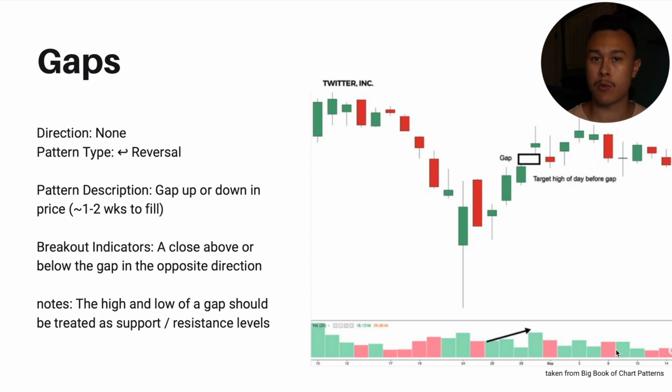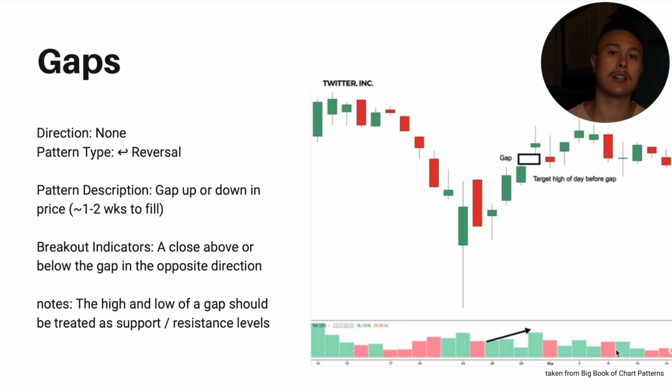Sometimes you can have a breakaway gap to the upside, you can have a breakaway gap to the downside, and sometimes you could just have a normal gap where it's just a small gap in the chart that price action will fluctuate and eventually come down to fill. So a breakout indicator is a close above or below the gap in the opposite direction.